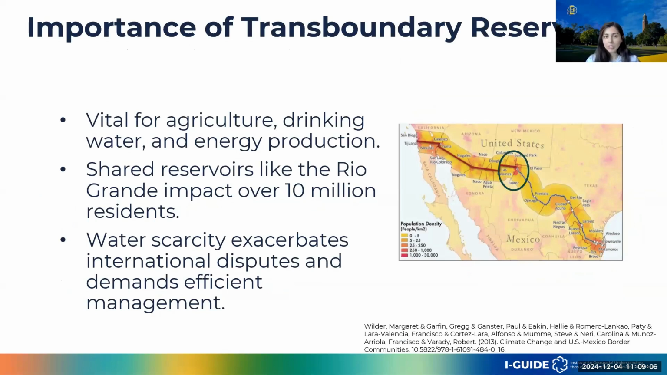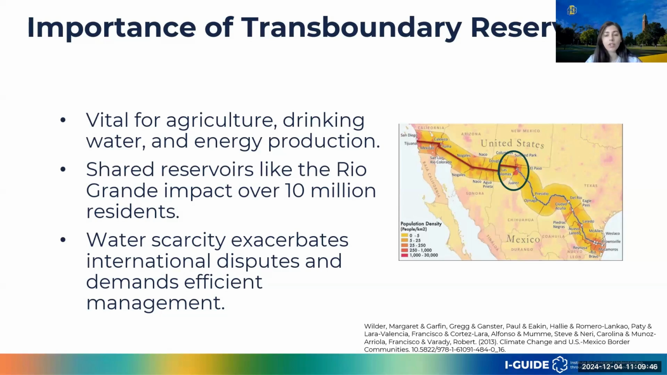So why is it important to look into these transboundary reservoirs? These reservoirs in transboundary regions are the main resource for agriculture, drinking water, and energy production. And these reservoirs are shared between different entities. One of these reservoirs and basins on the US-Mexico border is the Rio Grande River Basin, which provides water for over 10 million residents of that area.